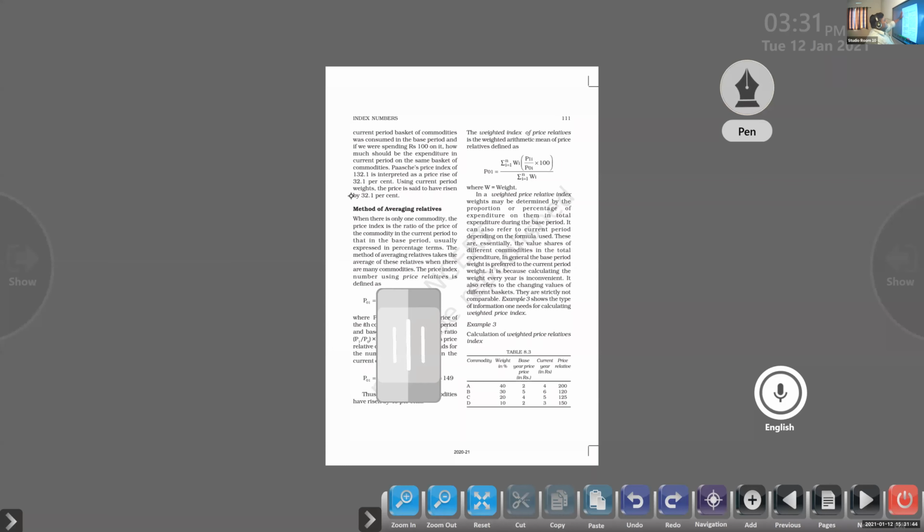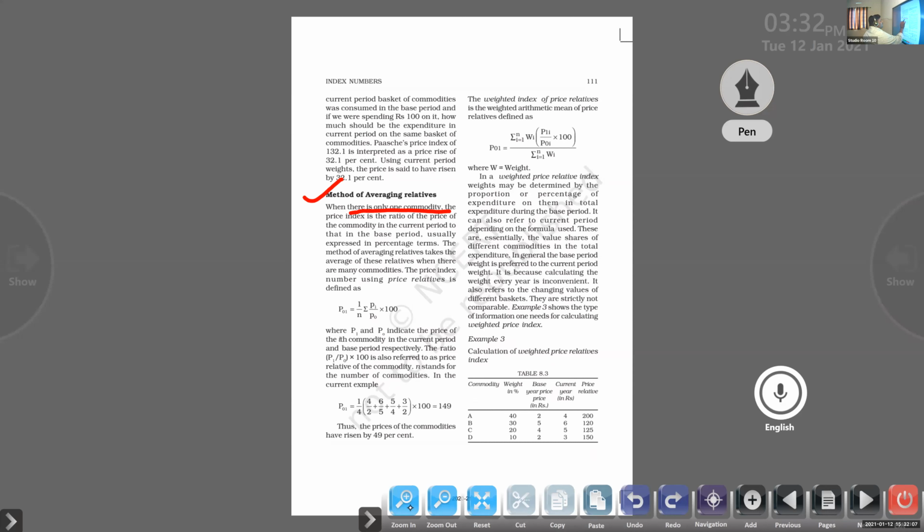Next one, the method of averaging relatives, which is also important for the examination. When there is only one commodity, the price index is the ratio of the price of the commodity in the current period to that of the base period. Underline that. So, the ratio of change, usually expressed in percentage terms.